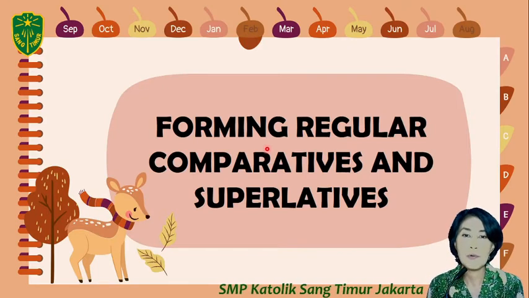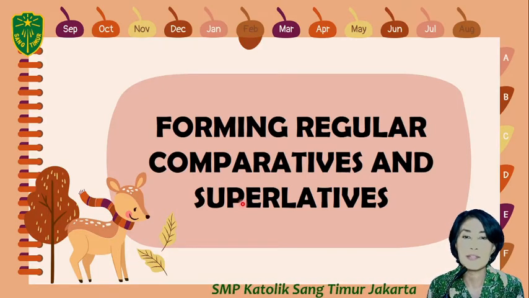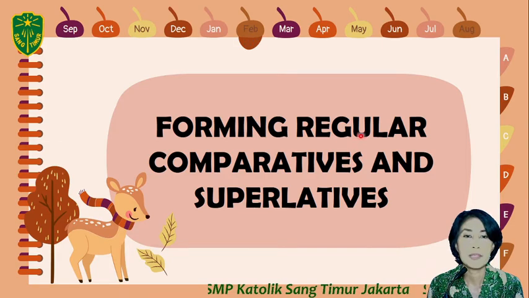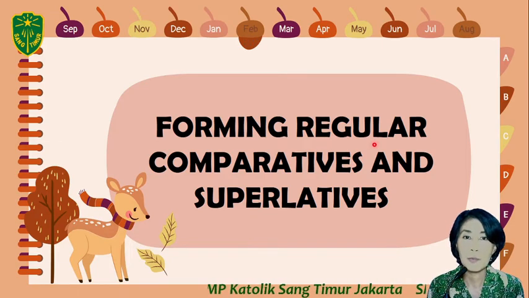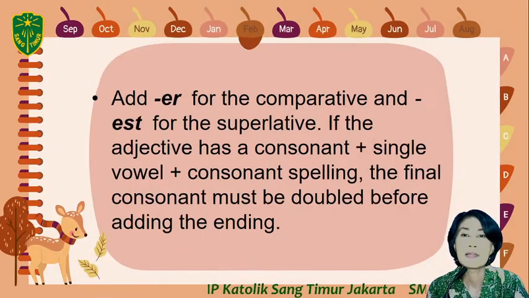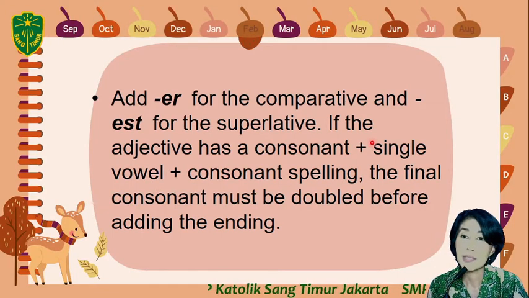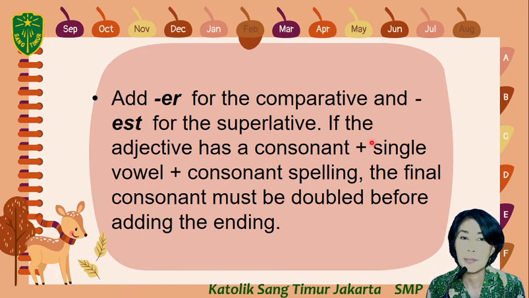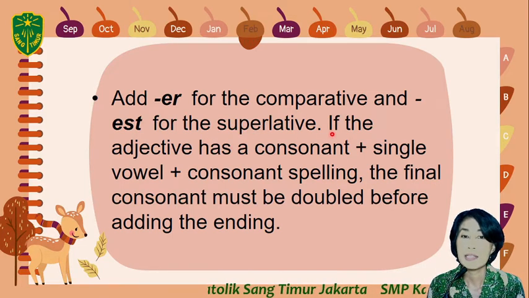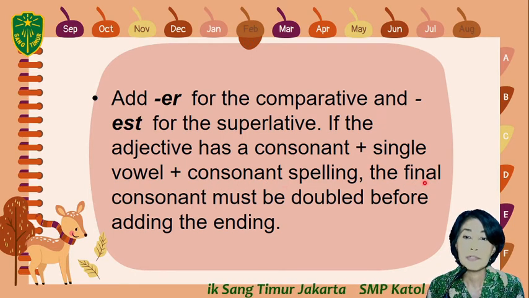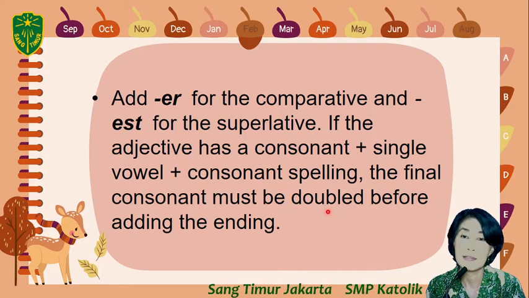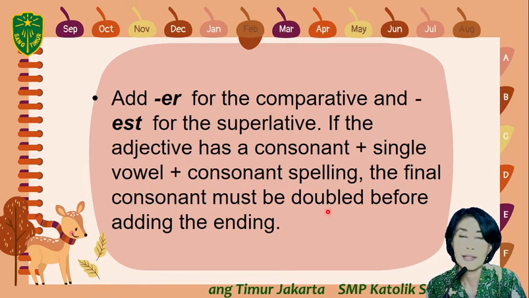Well, how to form comparative and superlative adjectives? The first, you have the regular one. Just put ER for the comparative and EST for the superlative. So, if the adjective has a consonant plus single vowel and consonant spelling, the final consonant must be doubled before adding the ending. Well, let's see the example.